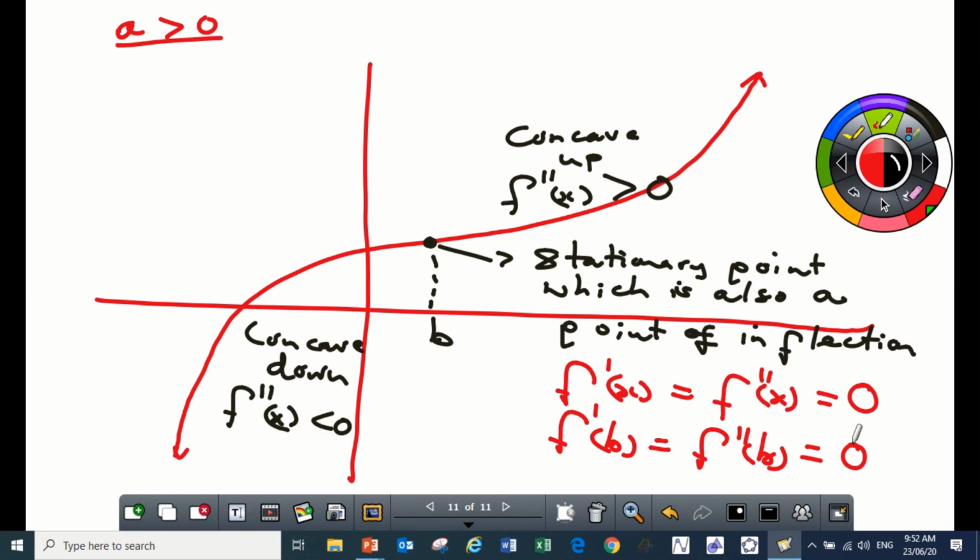Right. Now, when you go home, you do the second case when a is less than zero. Okay, so let's stop here. In our next lesson, we'll start sketching graphs. So please make sure you go over all the stuff that we have been doing so far. And then when you start sketching, I'll introduce the second derivative.